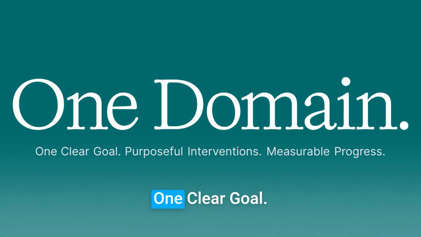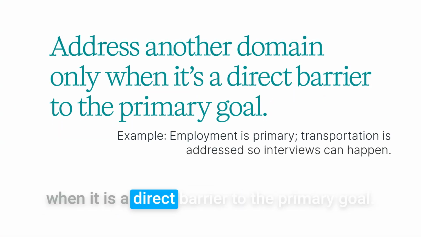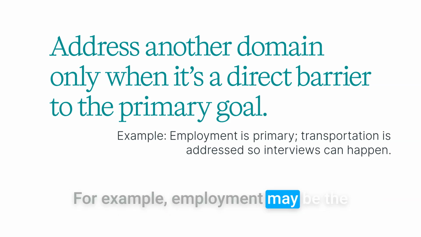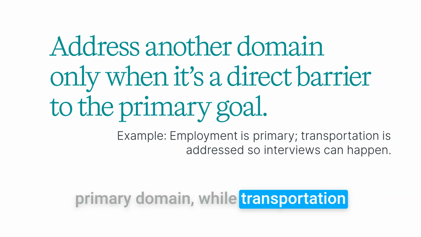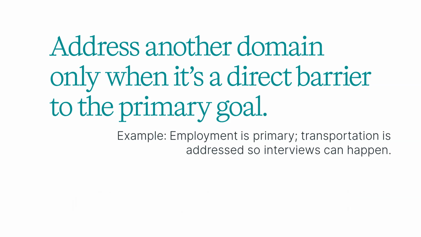One domain, one clear goal, purposeful interventions, measurable progress. Another domain may be addressed only when it is a direct barrier to the primary goal. For example, employment may be the primary domain, while transportation is addressed because it prevents the recipient from attending interviews.